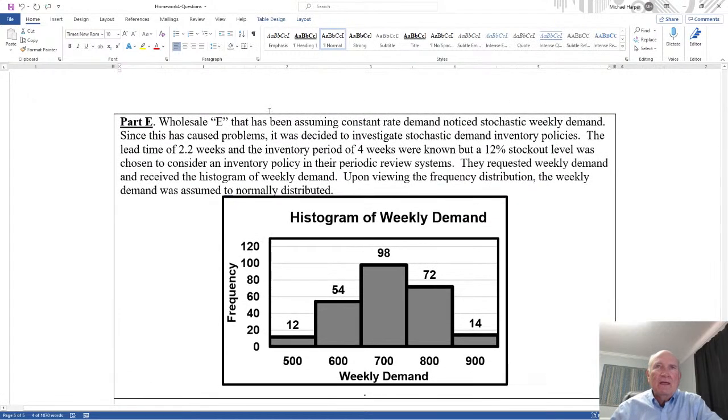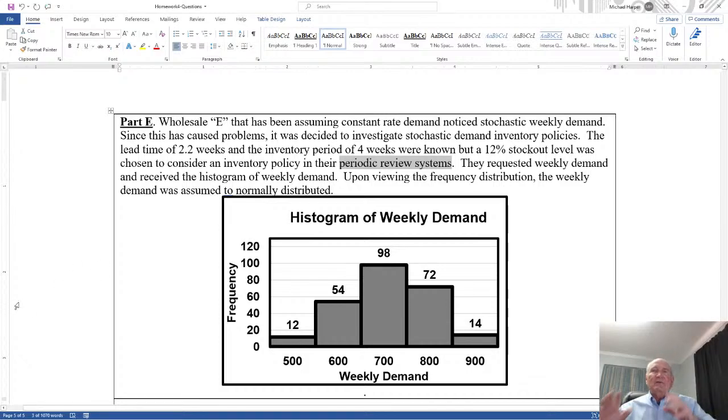Part E. Wholesale E has been assuming constant rate demand. Notice stochastic weekly demand. Now we're in the weeks again. Since this has caused problems, it was decided to investigate stochastic demand inventory policies. The lead time is 2.2. The inventory period is 4 weeks. A 12% stock out level was chosen to consider an inventory policy in their periodic review system.